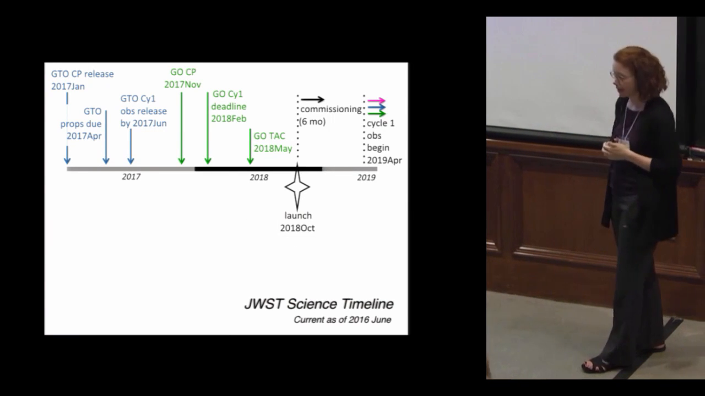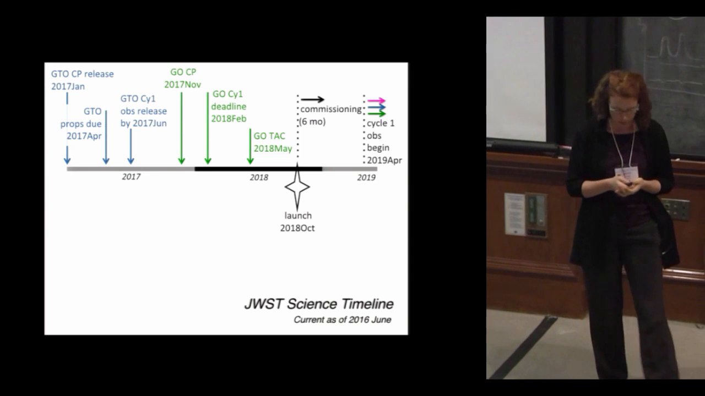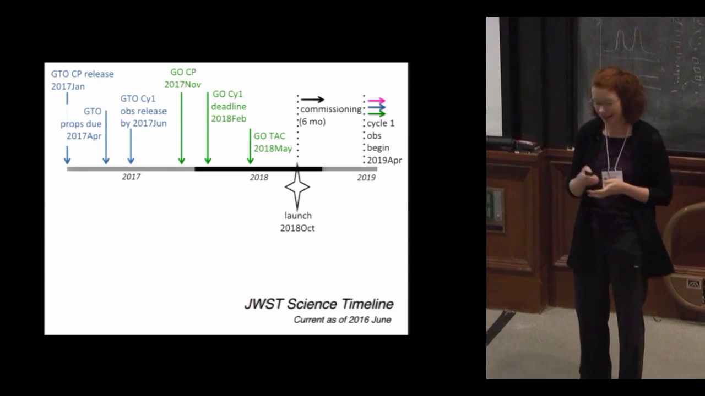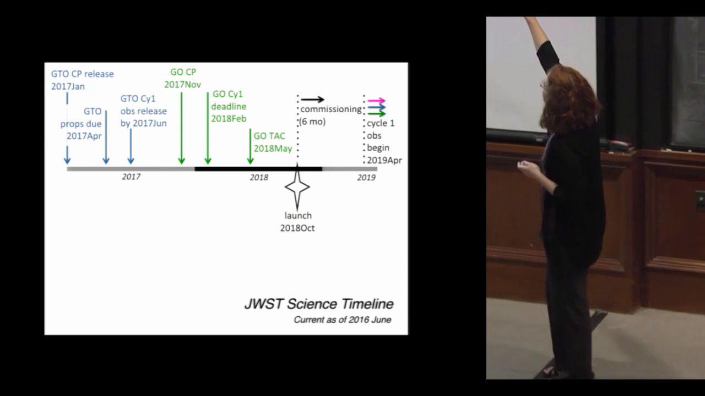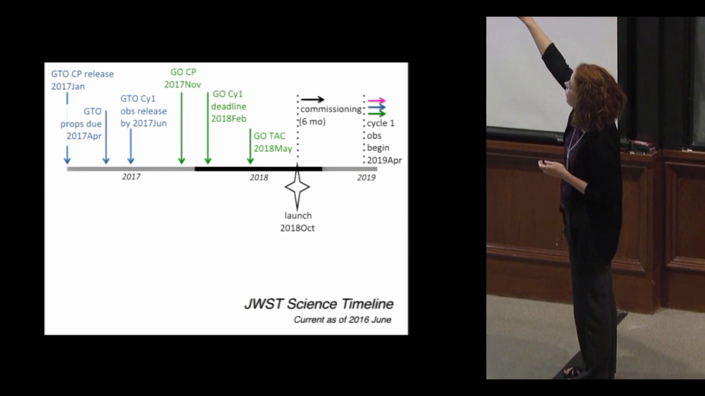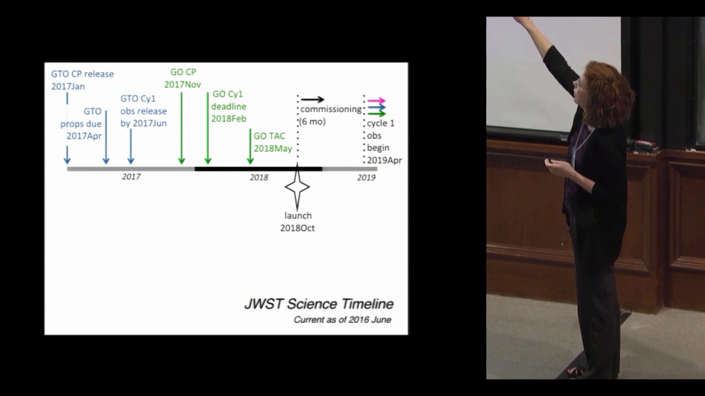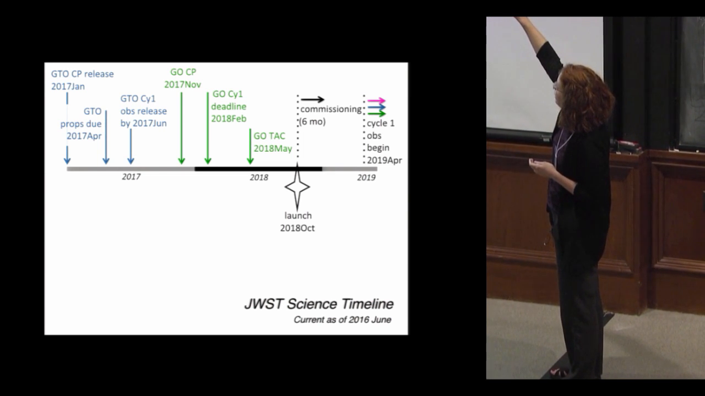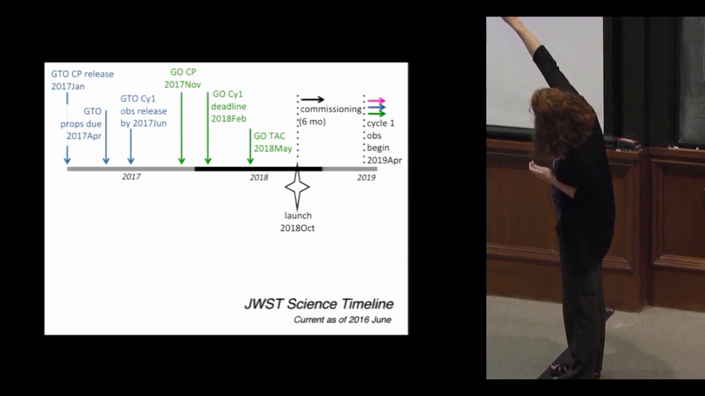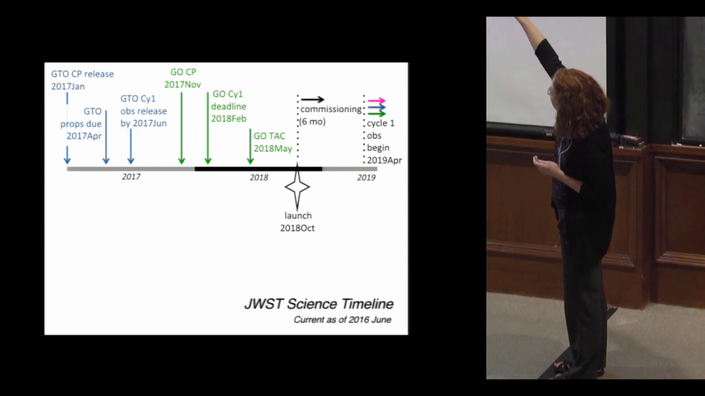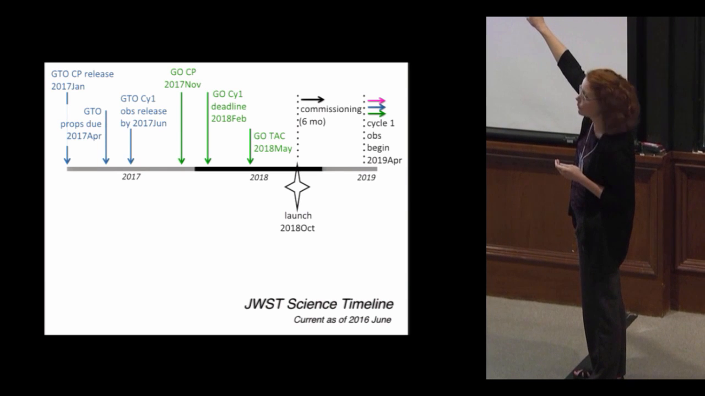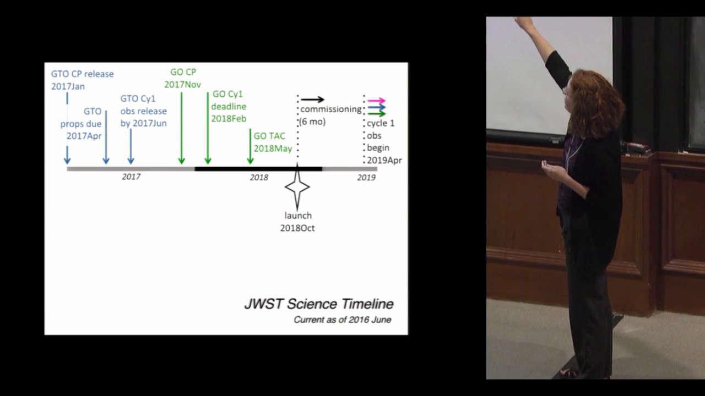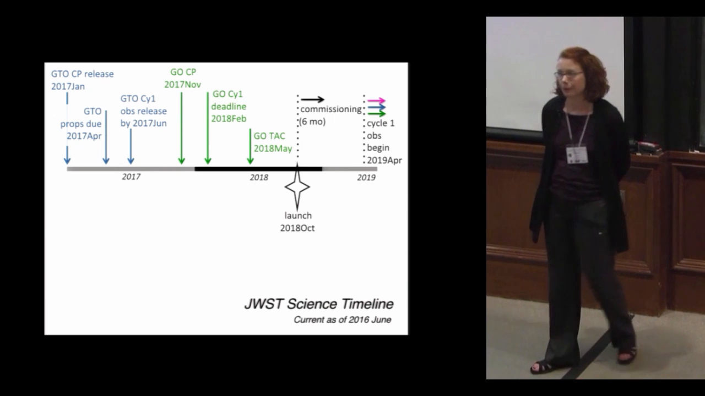All right, so here is the timeline. And this is the part where I hope you all understand that it's coming a lot more quickly than you may think. So there's a guaranteed time observers call for proposal release that's going to happen in January 2017. And then the GTO, the guaranteed time observers proposals, are going to be due in 2017. You should note that the GO cycle 1 call for proposals will be in November 2017. All right? So that's when you have to start actually working on your proposals. It's coming soon. And your cycle 1 deadline will be in February 2018. Okay?